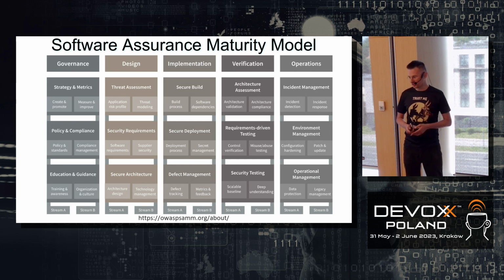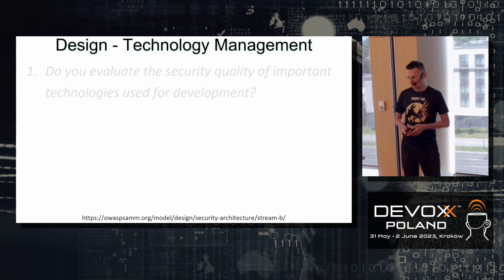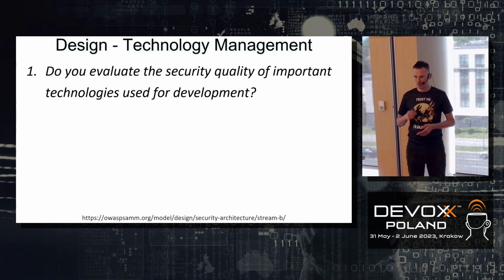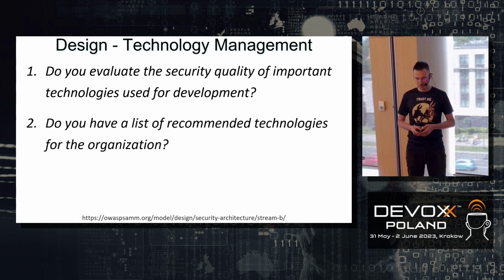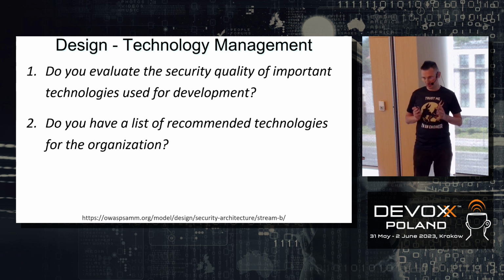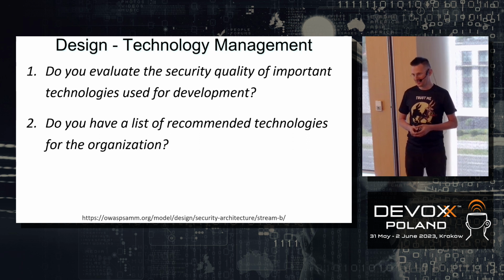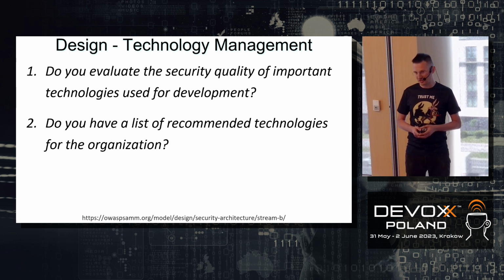Let's look at another objective: technology management. Level 1 requires preparing a list of most important technologies that you use in the application. Level 2 requires that you have a full list of all recommended used technologies, and this list should be approved and reviewed by lead architects and developers.